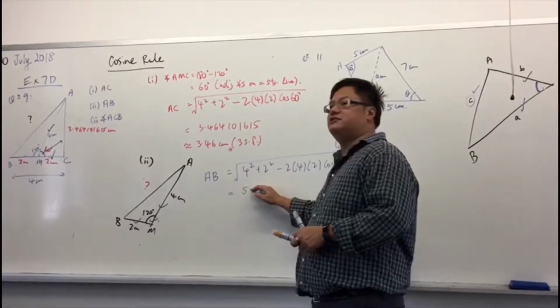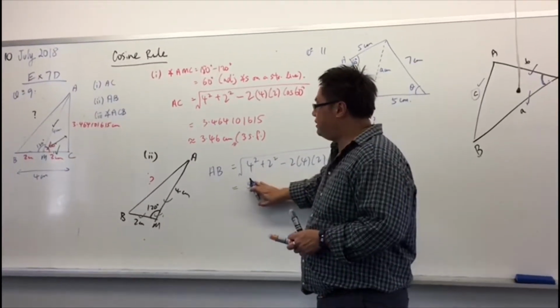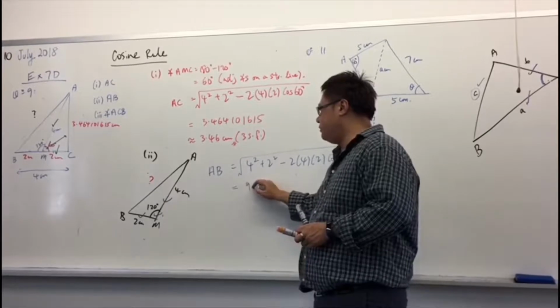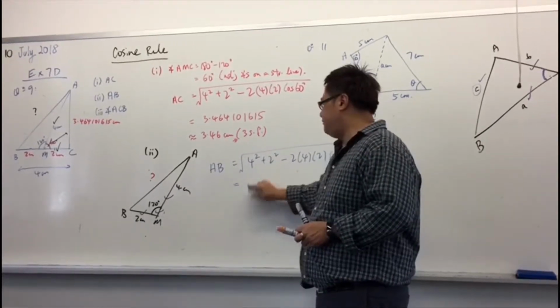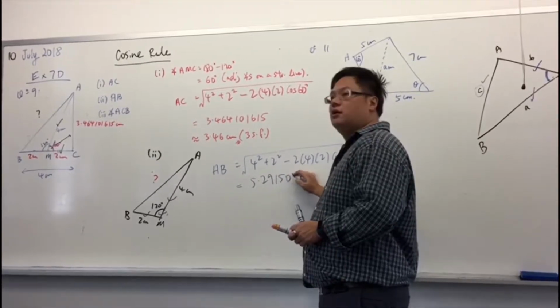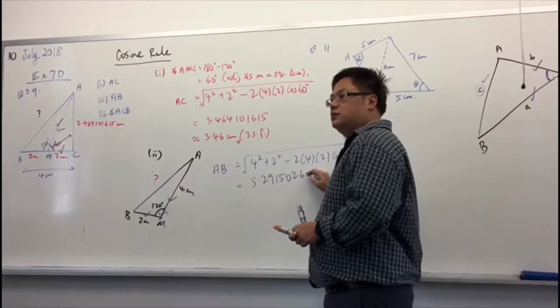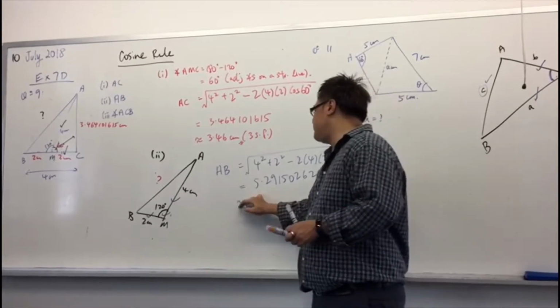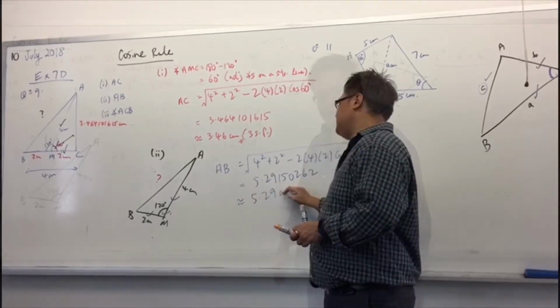No, give me the 10 digits first. 9.529150 2. Okay, then round to 3 significant figures: 5.29 cm.